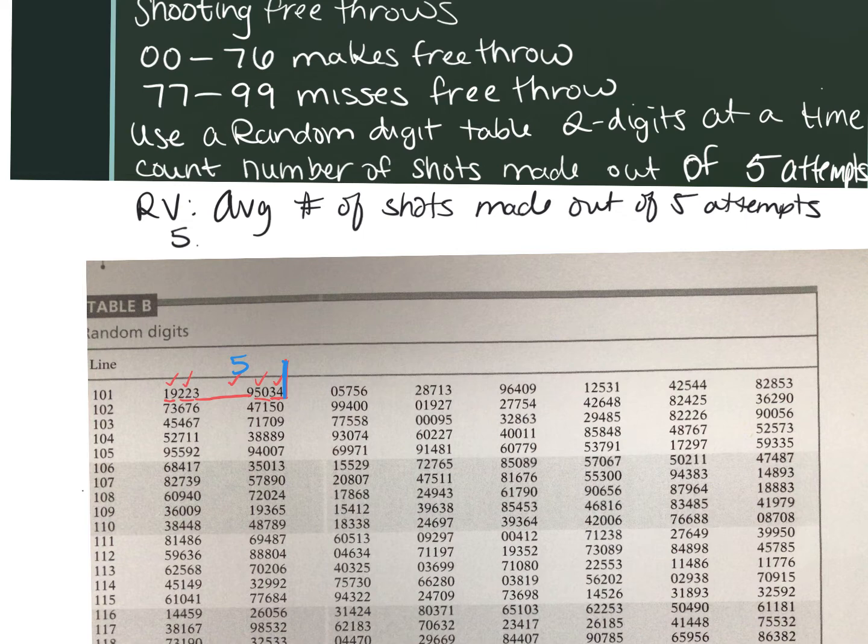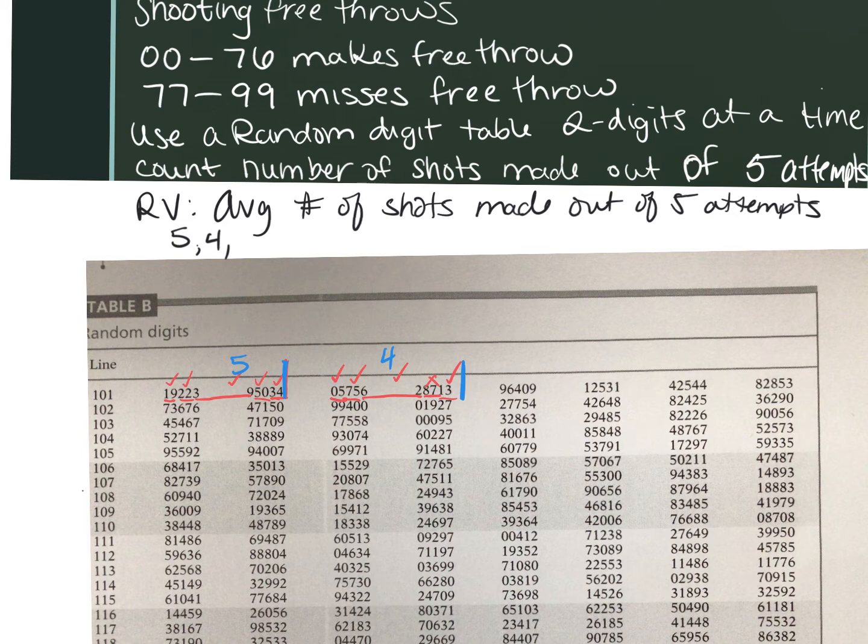My second trial, what's my first number? 5. My first number is 5. What's that? A make. 75. Make. 62. 87. Miss. 13. Make. And that's the end of my second trial. And that's 4 makes. Okay, so my next one is 4.